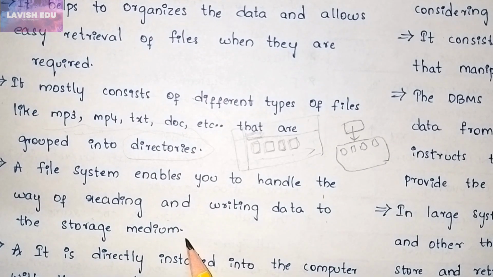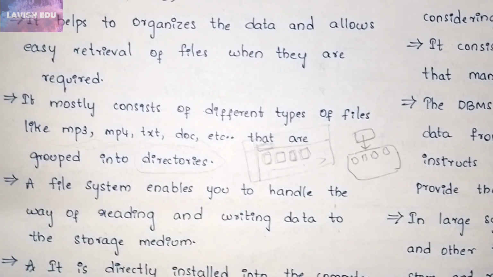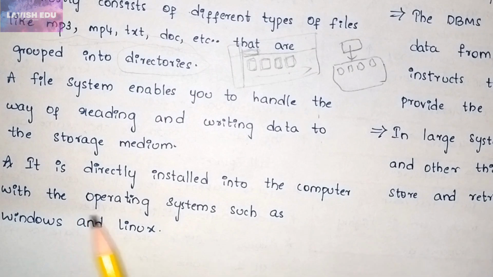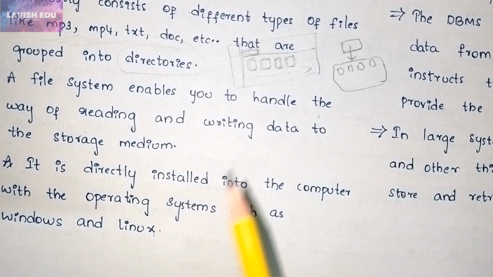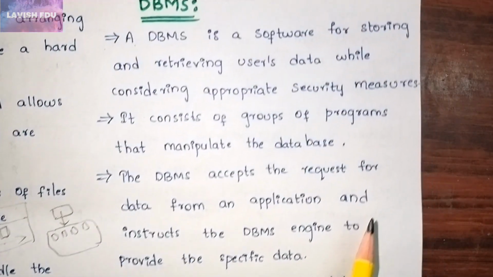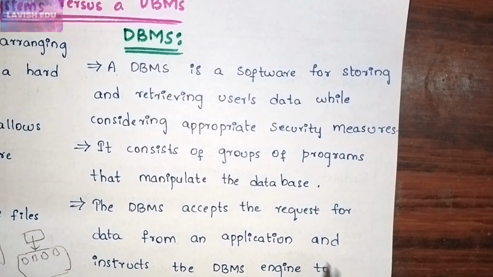Next, a file system enables you to handle the way of reading and writing data to the storage medium. It helps to read and write the data in the storage, and it is directly installed in the computer with the operating system such as Windows and Linux. That is, there is no need to install it separately with the help of other applications or any media online. It is already installed in our computer with operating systems such as Windows and Linux. And now we'll see what a database management system is.